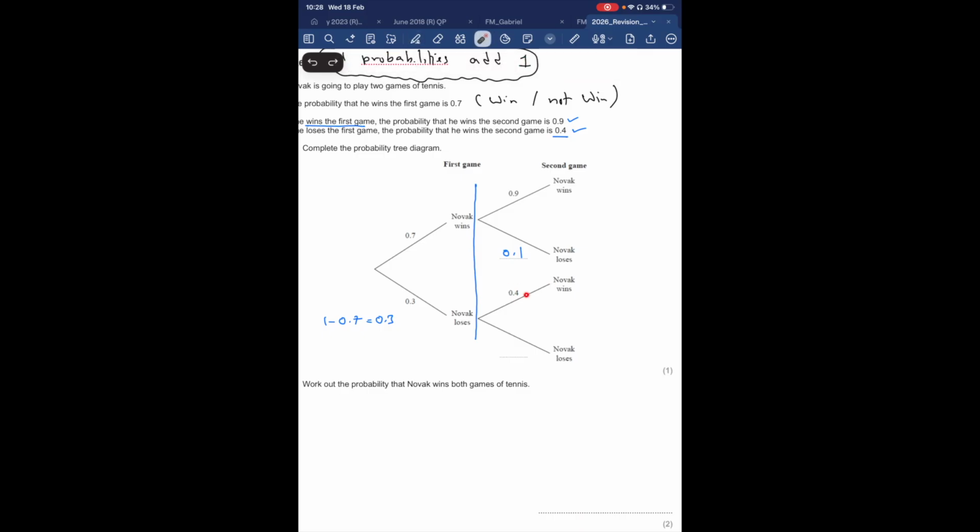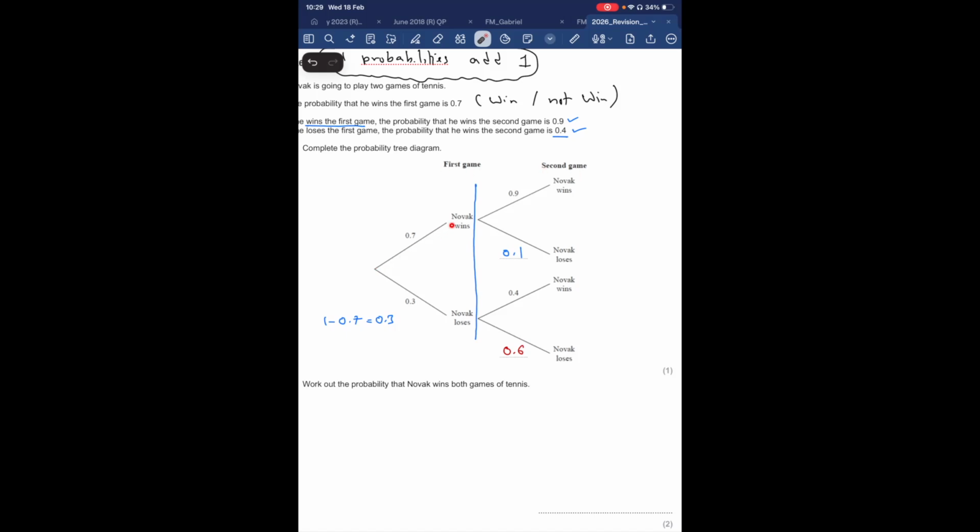Remembering that the probabilities on each branch have to basically add up to 1. If this probability is 0.4, then 1 take away 0.4 will give us 0.6. So we automatically know that the probability on the bottom branch here has got to be 0.6. So what the probability tree shows us overall are all the outcomes that can happen for the 2 games.